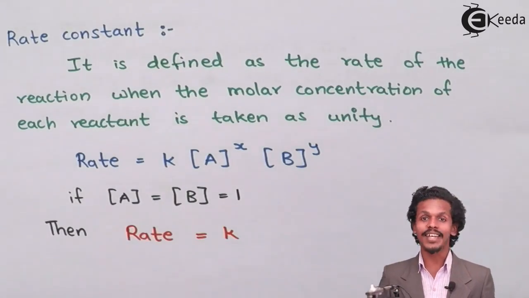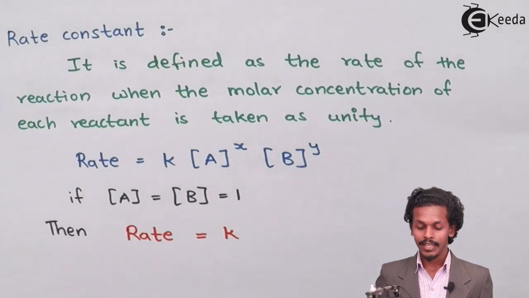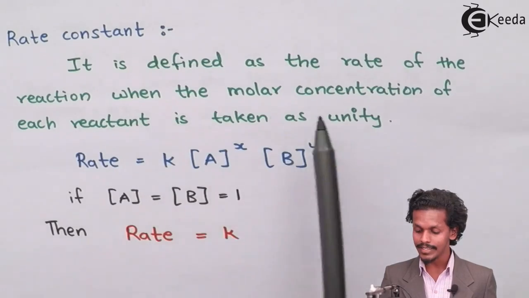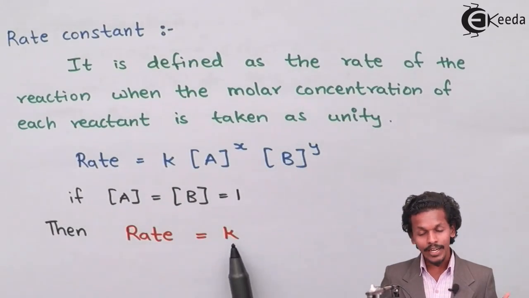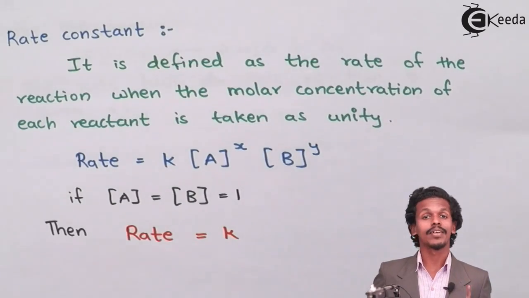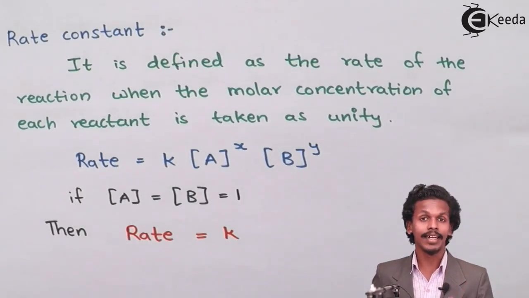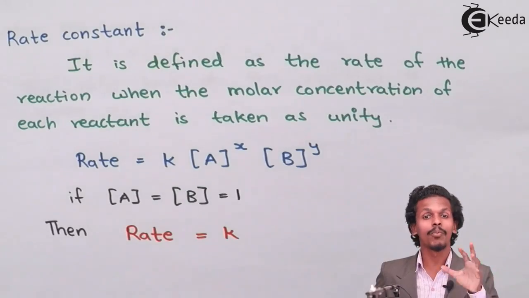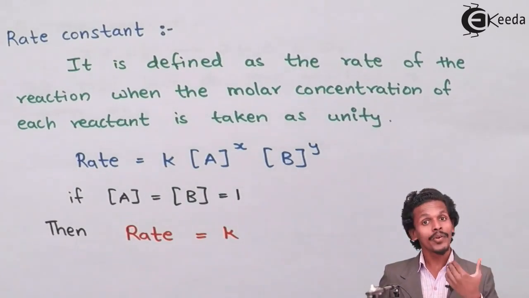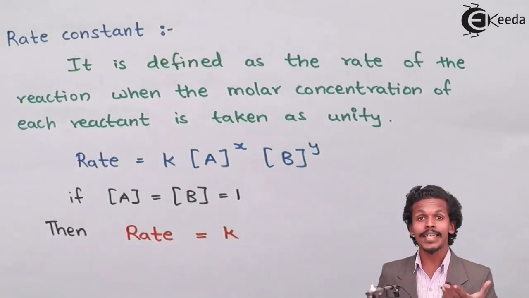And according to that, the definition is very much valid, that it is defined as the rate of the reaction when the molar concentration of each reactant is taken as unity. So the rate constant is equal to the rate of reaction when the concentration of reactants, that is A and B, are both unity, or both 1. So moving further, let us see an example of rate law.